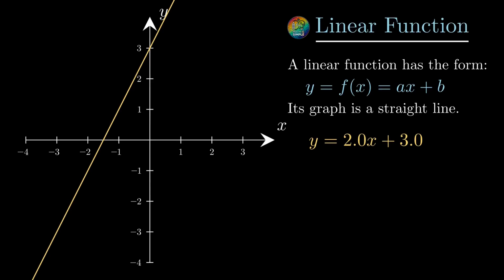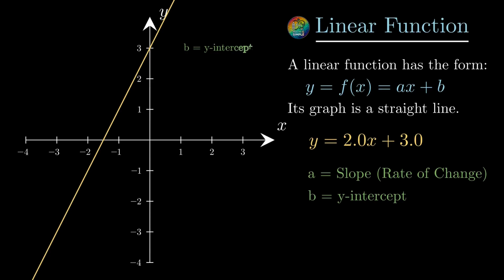y equals 2x plus 3. Here, the coefficient a equals 3 is our slope, which measures the rate of change, or how steep the line is. The constant b equals 3 is the y-intercept, telling us exactly where the line crosses the vertical axis.